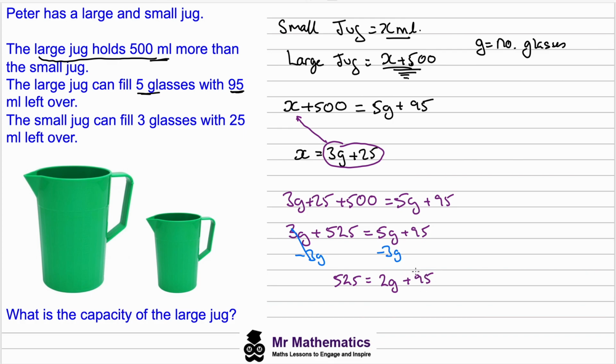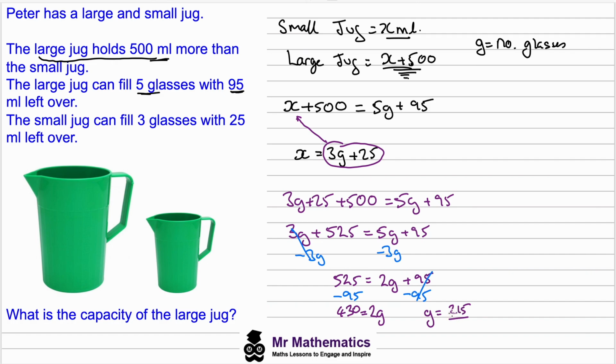And then we can move this positive 95 to the other side. We'll take it away from both. These will cancel. So 2G will equal 430. We'll divide both sides by 2. So G will be 215. So now we've got the capacity of a glass.